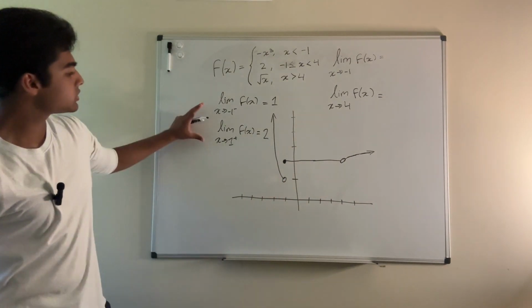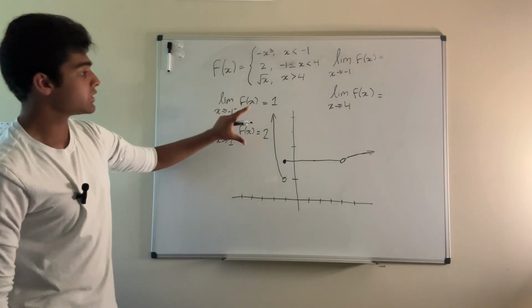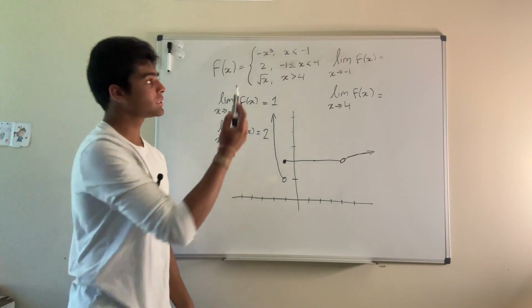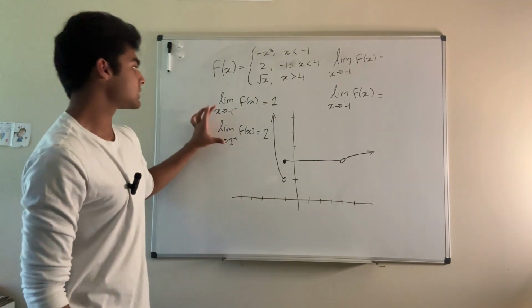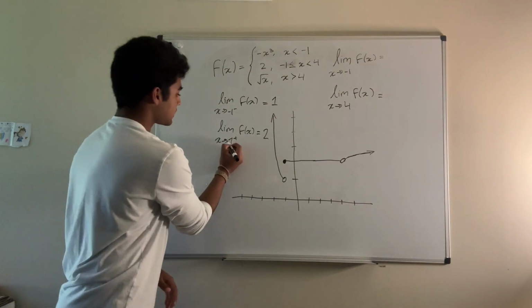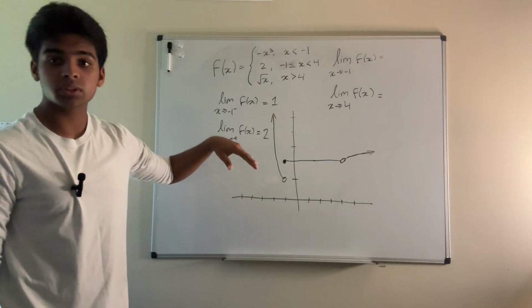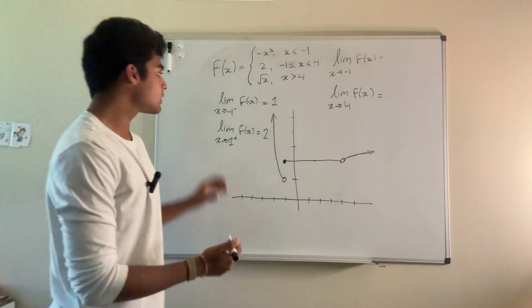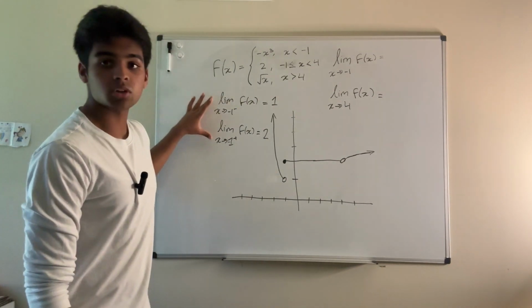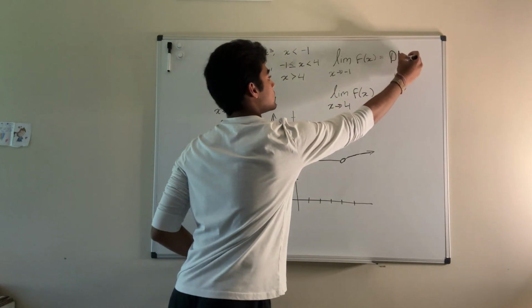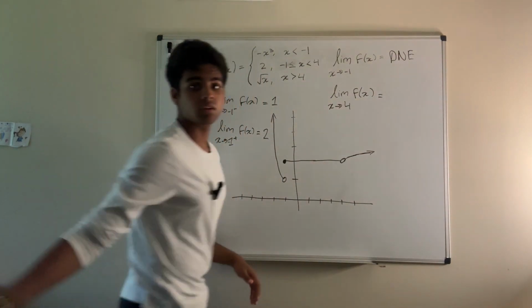So since these two values are different, they do not approach the same y value. So we can say that the limit as x approaches negative 1 from both sides does not exist, because both of these limits are not equal. So this does not exist right there.